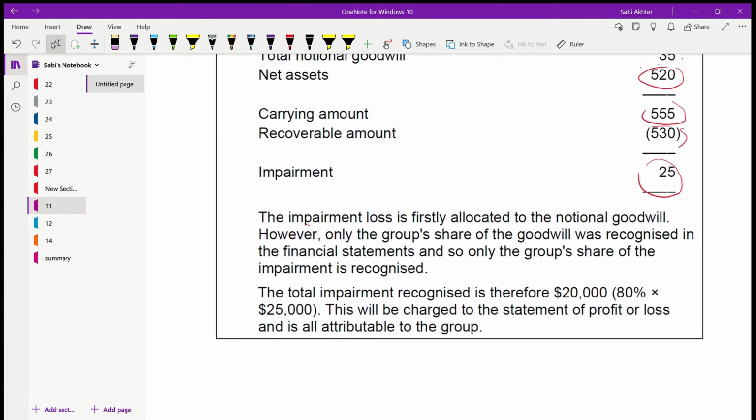Then this will be allocated against the notional goodwill, because only the group share of goodwill will be recognized. If the group share of goodwill is recognized, when it comes to impairment also, only the group share of impairment is recognized. So what would be the total impairment that will be recognized? 80% of 25,000. And this will be charged to the statement of profit and loss. Coming to 12.